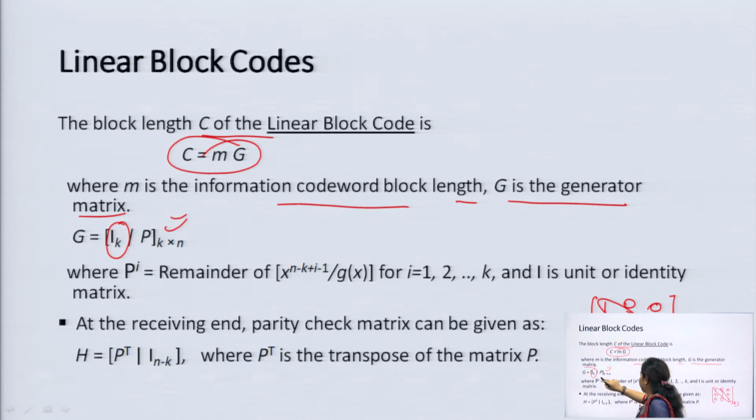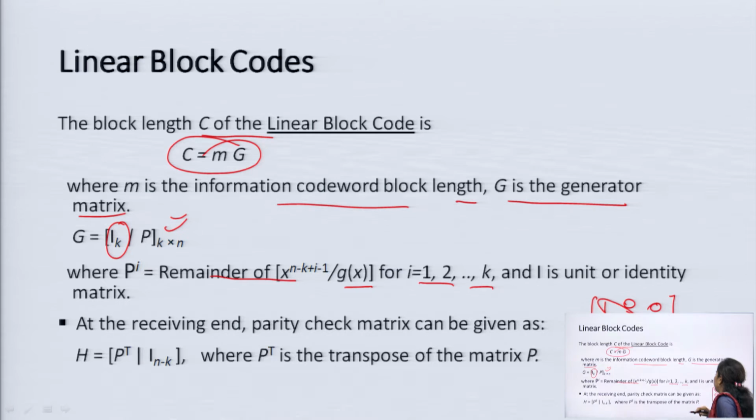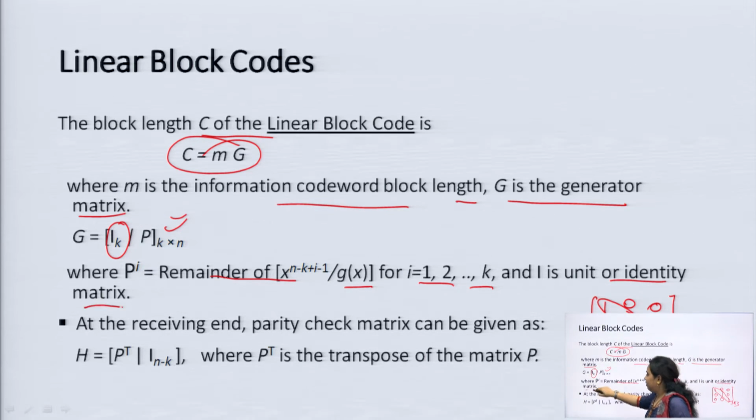Then it is followed by this P matrix. What is the P matrix? This is the remainder of x to the power n minus k plus i minus 1 divided by g x. G x is the generator polynomial, for i equal to 1, 2 up to k, and I is the unit or identity matrix that I have explained. The 3 cross 3 identity matrix I have explained already.